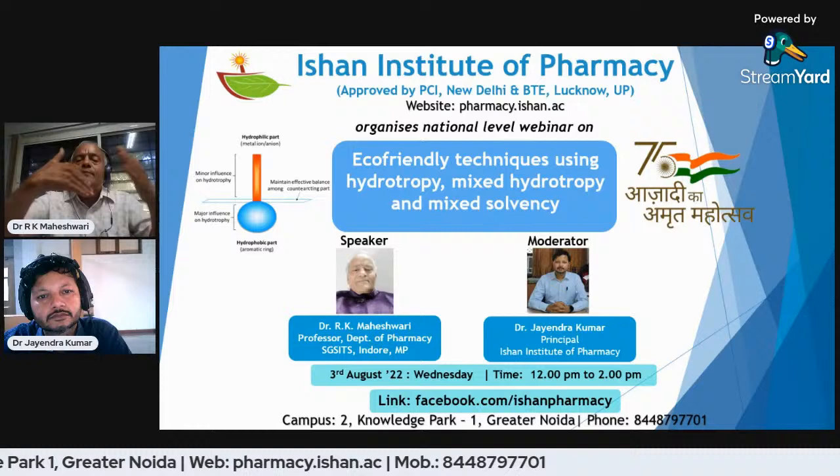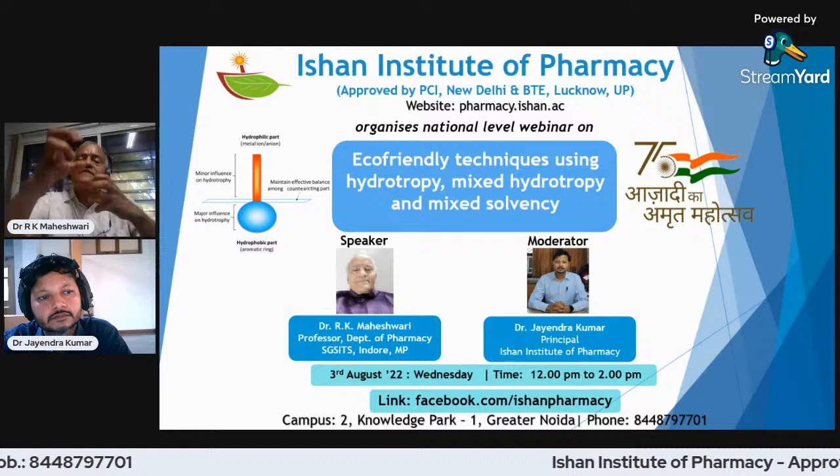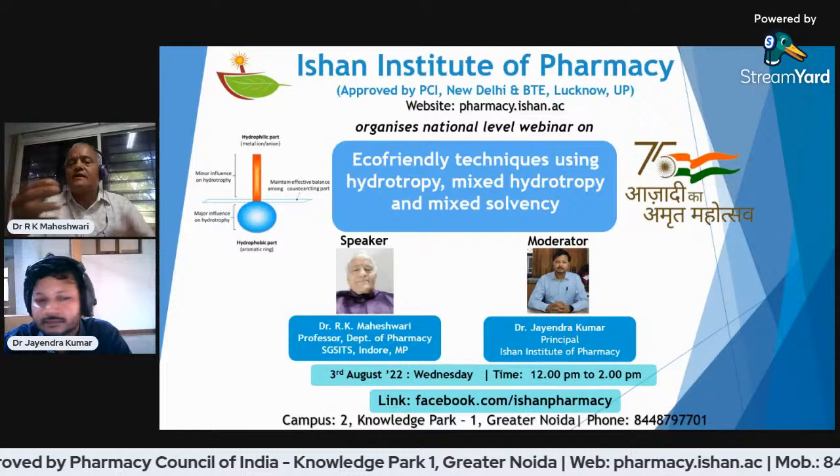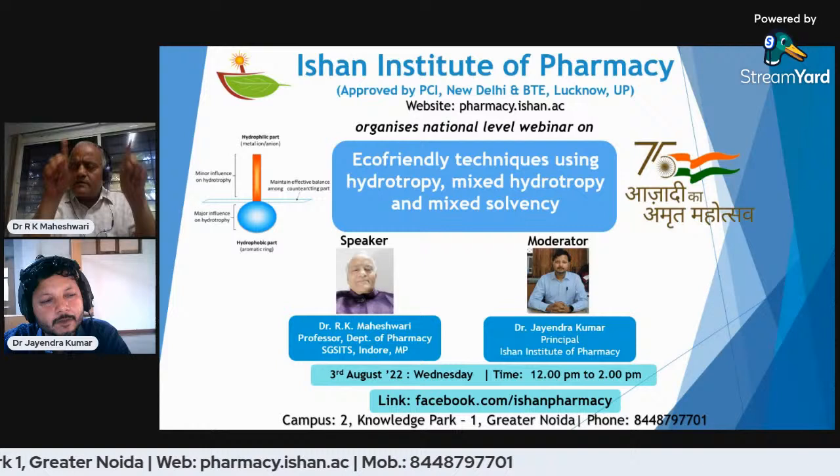Which you can call solubility increase due to weak van der Waals forces. So one thing is that the sodium benzoate molecule provides a lipophilic environment, therefore the solubility increases very well. Niacinamide is also a hydrophobic drug, lipophilic type of structure it has got, and due to this, niacinamide is also a very good hydrotropic agent.